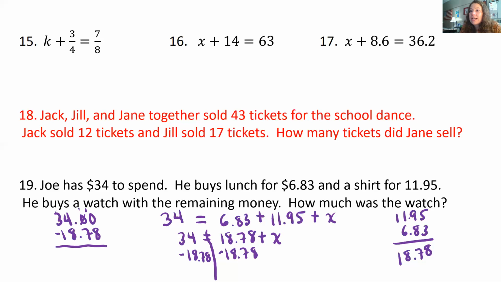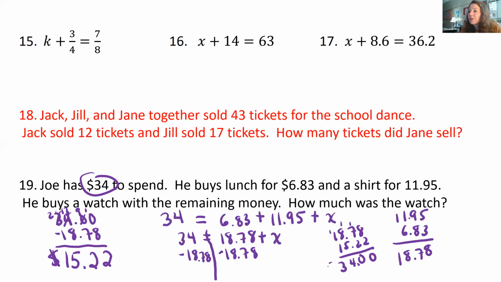So we're going to make that a 9, make that a 13, make that a 2. All right, 10 minus 8 is 2, 9 minus 7 is 2, 13 minus 8 is 5, and 2 minus 1 is 1. So the watch costs $15.22. So then you can double check, does $18.78 plus $15.22 equal $34? That's what we're looking for. 8 plus 2 is 10. 7 plus 3 is 10. 8 plus 6 is 14. Carry the 1, I get $34. So yes, I'm correct. So the watch was $15.22. So always go back and double check your answers.